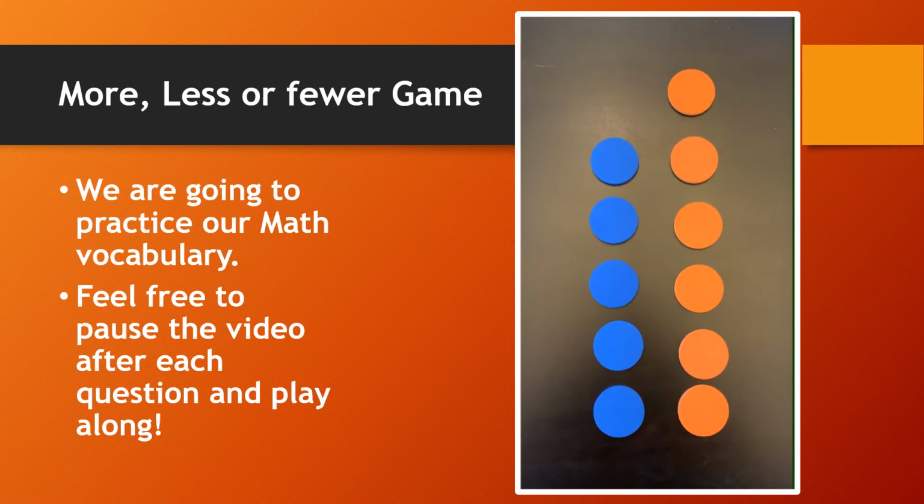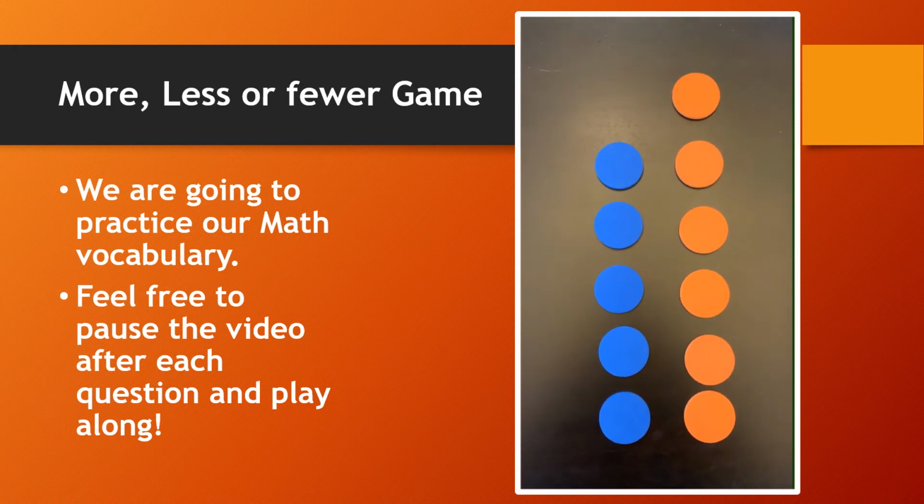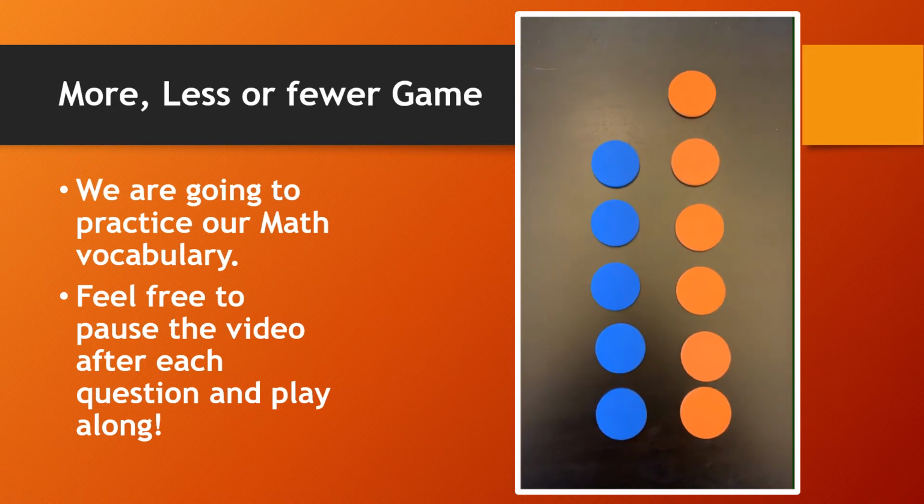You are correct if you said the orange side has more. Now tell me which side has less or fewer. Pause the video. You are correct if you said the blue side has less or fewer. Ready for the next challenge? Here we go.